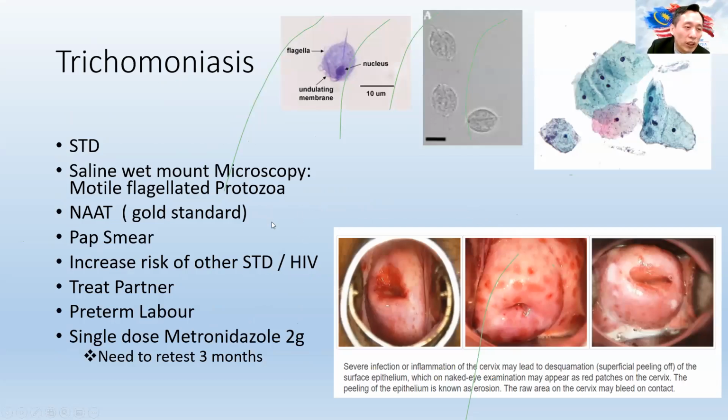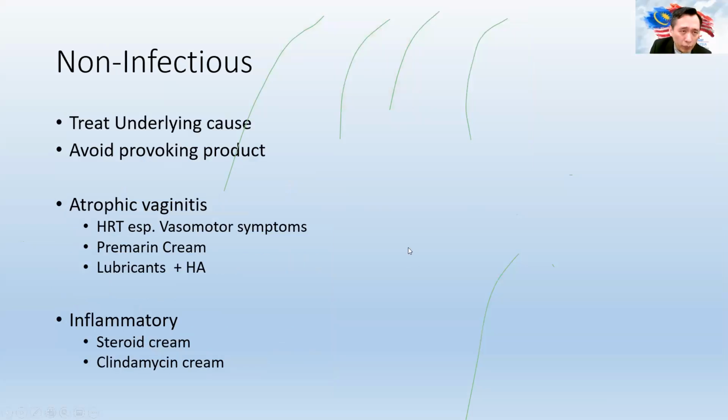Trichomoniasis, most of the time is due to STD. You can do a wet mount microscopy. You can see a protozoa. Gold standard is still PCR. All right, you can do a pap smear. There's an increased risk of STD and HIV. You need to treat the partner. They can cause preterm labor. You can treat them with a single dose of metronidazole. All right, you need to retest them to see whether the patient is fully treated, normally after 28 days.